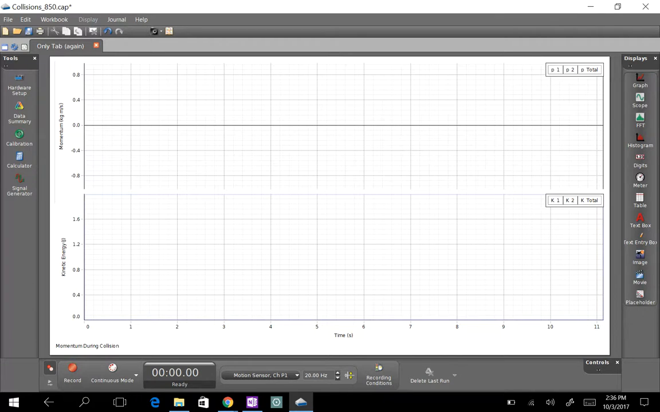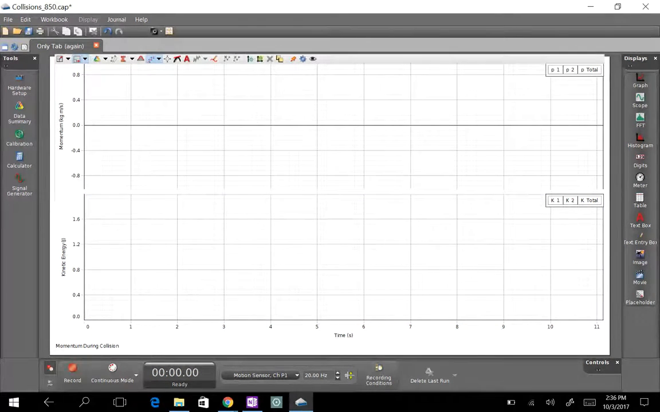So here is the basic setup. We have momentum in the top graph, and we have kinetic energy in the bottom graph. Notice there's P1, that's the momentum of cart 1. P2, that's the momentum of cart 2. P total is the sum of the momentum between the two.